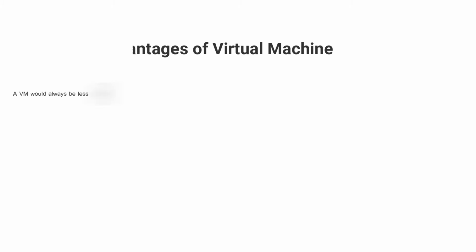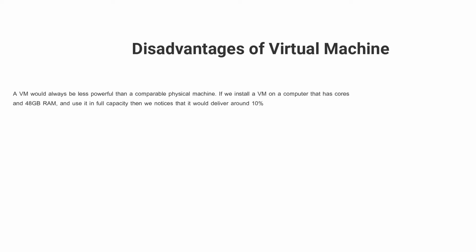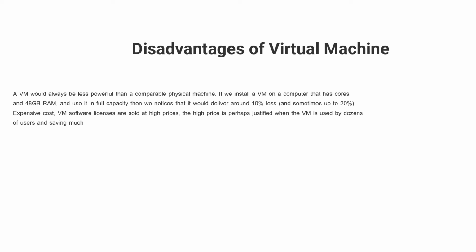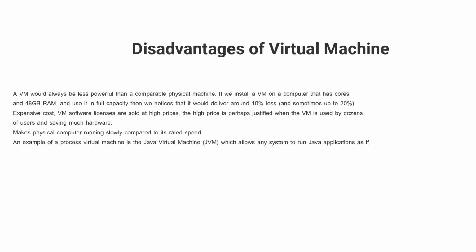Disadvantages of virtual machines. A VM will always be less powerful than a comparable physical machine. If we install a VM on a computer that has multiple cores and 48 GB RAM, and use it at full capacity, we notice that it delivers around 10% less, and sometimes up to 20%.